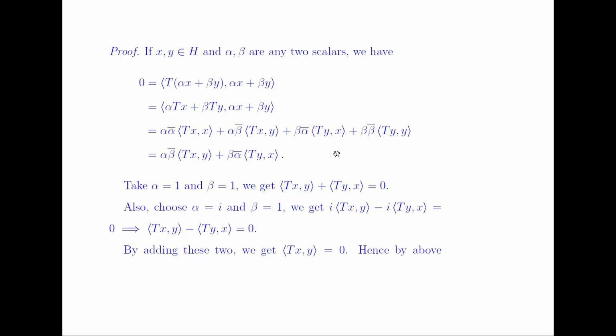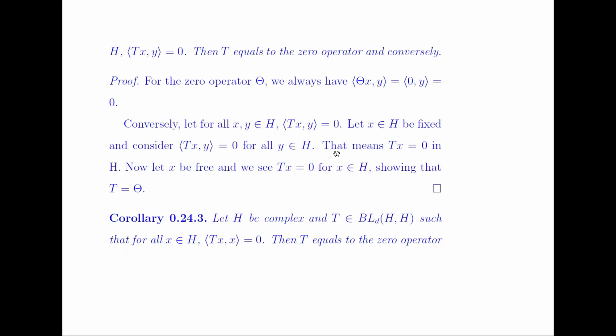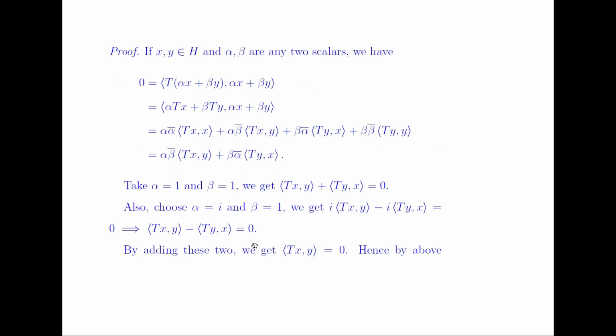Already it has been given that the inner product of Tx comma x is equal to 0 for all x belonging to H, so we can say that this part vanishes and this part vanishes. We are left with only these two parts. So 0 is equal to alpha into beta bar into inner product of Tx comma y plus beta into alpha bar into inner product of Ty comma x.